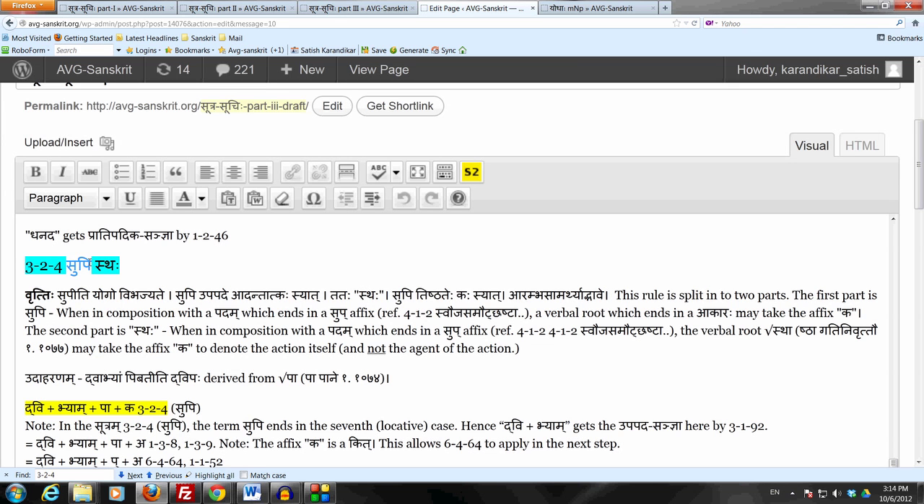Because of course stha ends in a akaraha. So if we are just going to say that the affix ka may be used after the dhatu stha, supyupade, when we have a subantam as the upapadam, then that case is already covered by the prior rule supi. So this second sutram stha would become useless.